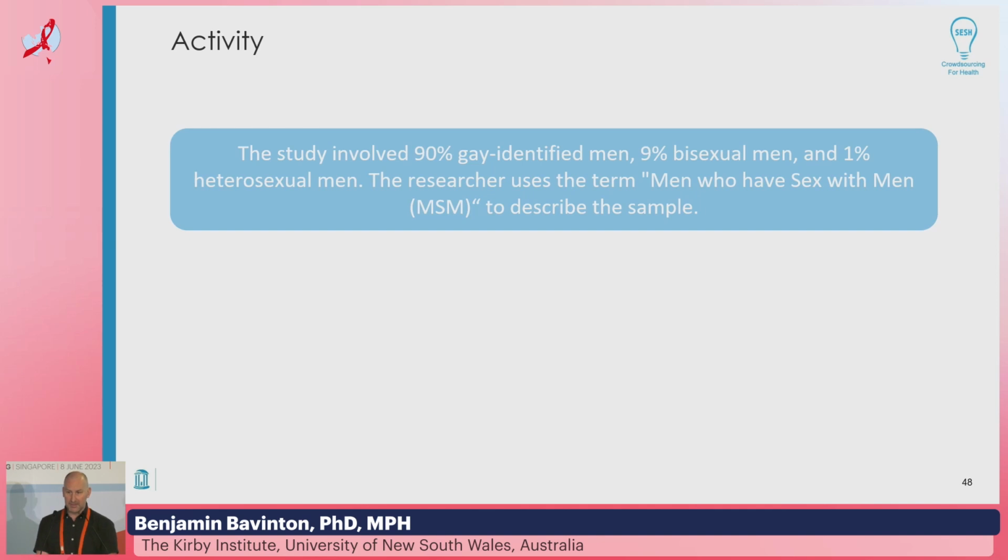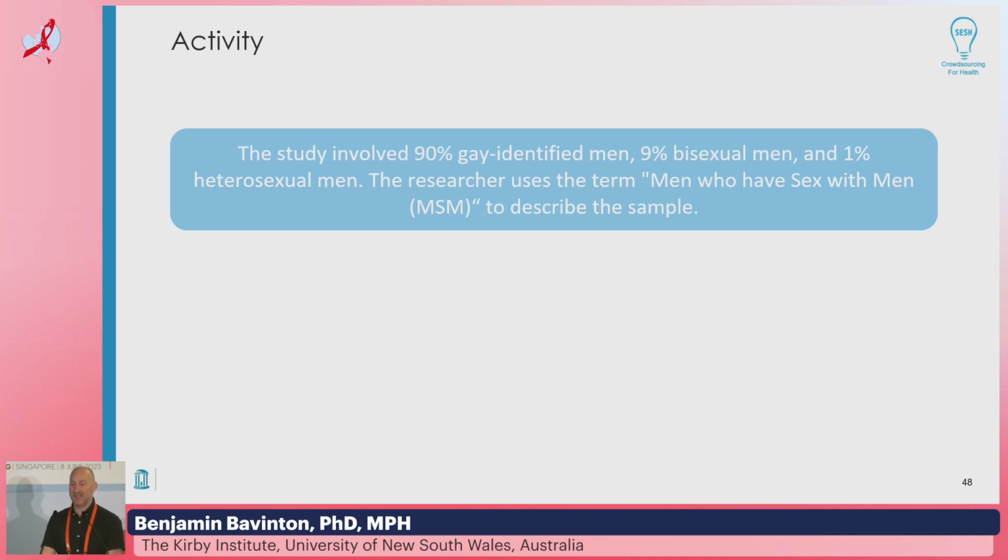So for this one, the study involved 90% gay identified men, 9% bisexual men and 1% heterosexual men, but the research is using MSM to describe this sample. So do we think this is okay? Do we think there's something better we could use? We don't really have time because we can't use the microphone, so I'll just go quickly into it.